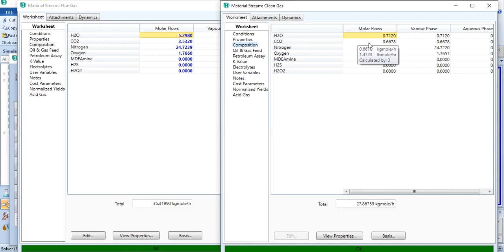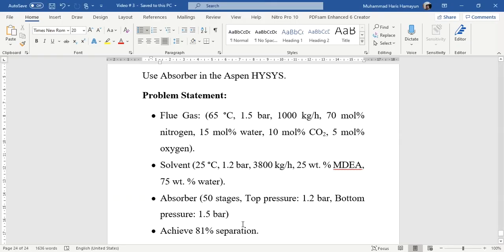So how much is it removing? 81.1%, and our target was to achieve 81% separation. So it means we have achieved our target of removing CO2 from flue gas.